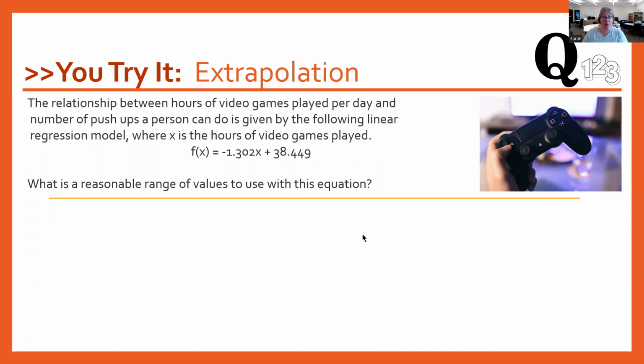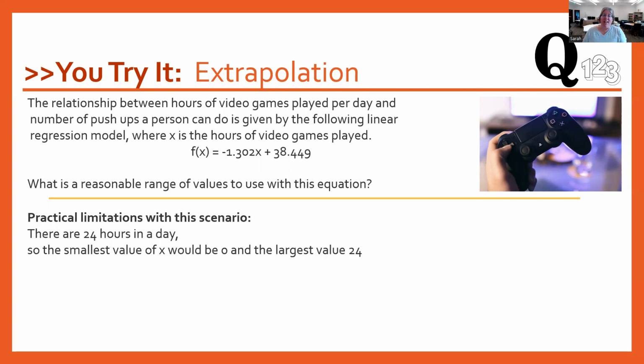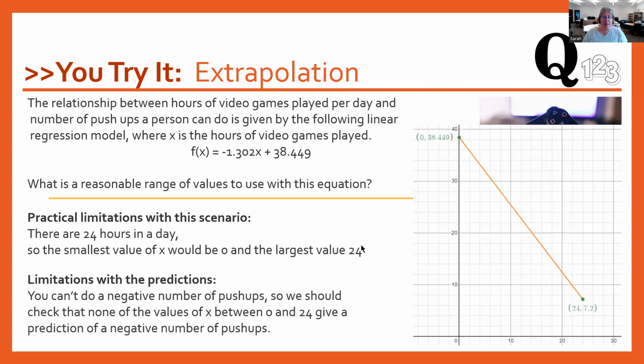So let's start. The first practical limitation that I can think of is that there are 24 hours in a day. So the smallest value X could possibly be is 0, and the largest value is 24. So 0 to 24 hours. Okay, that would be one limitation. Another limitation would be that you can't do a negative number of push-ups. So if any of those values between 0 and 24 gave us a negative value, that's also not going to work.